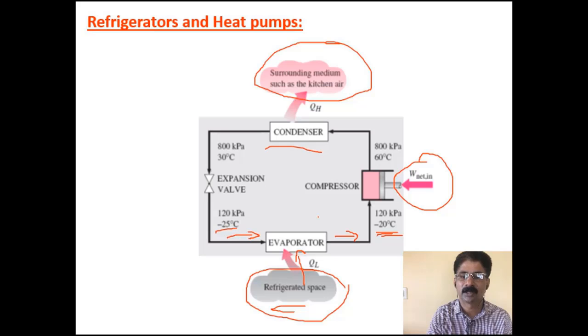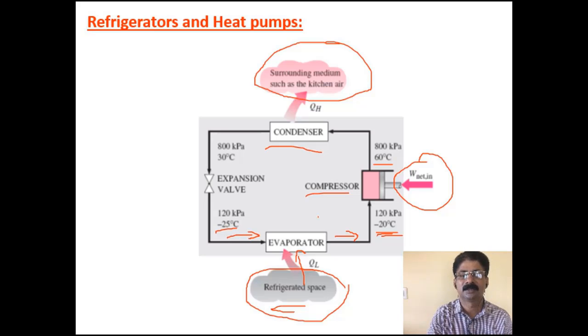For that it has to be compressed by passing it through a device called a compressor. Now this compressor is a mechanical device, which needs some external work input so that it can do the mechanical work of compression. So by that you can see the pressure increases, temperature also increases to, for example, 60 degrees Celsius.